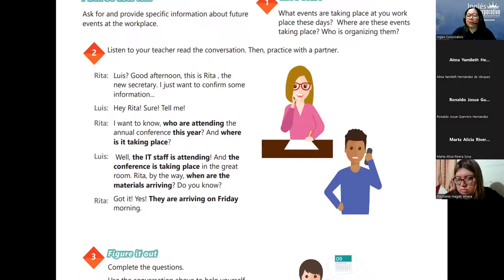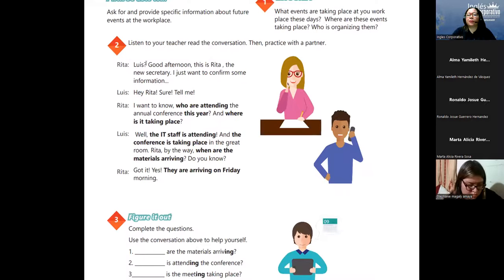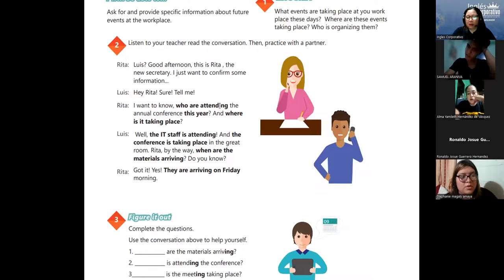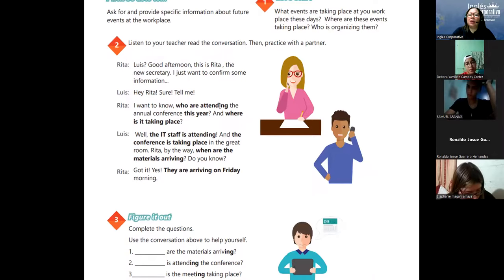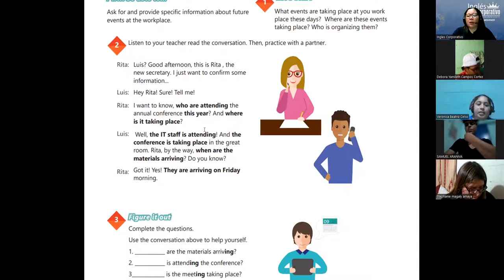All right, so now let's look. Let's read the words involved. Who are attending? Everybody, who are attending? Okay. Are attending. Y notemos algo bien importante. Last time expressions, okay? This year. This year is scheduled for some date in the year, all right? Where is it taking place?